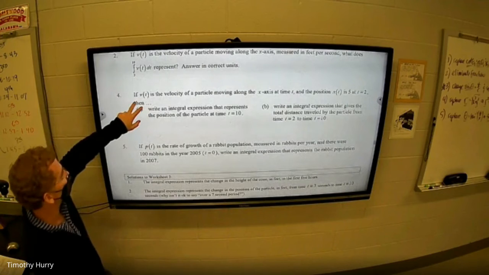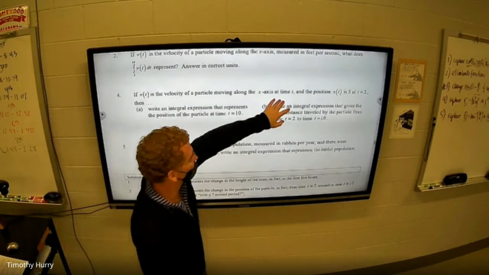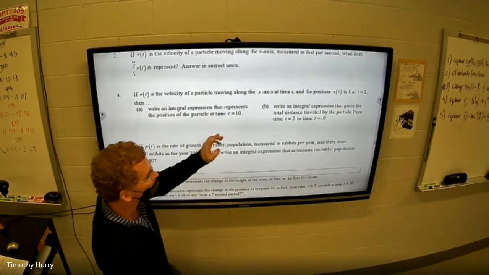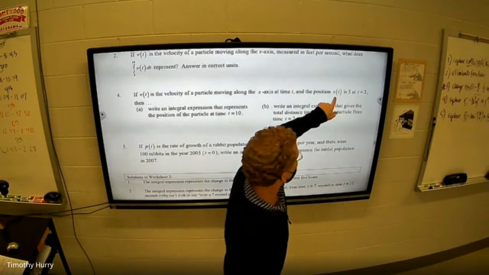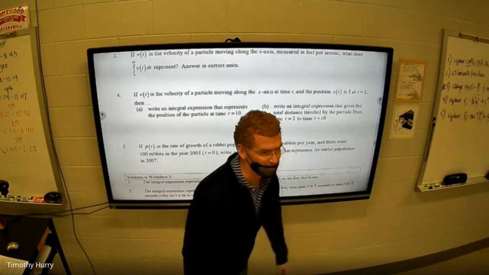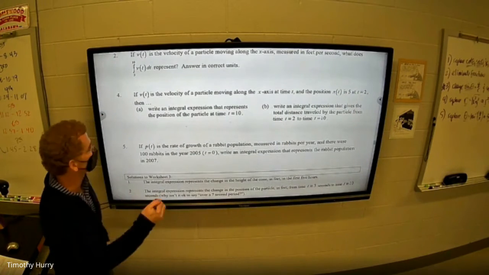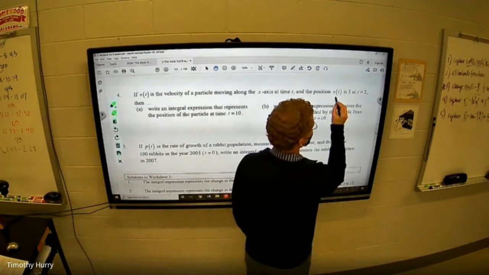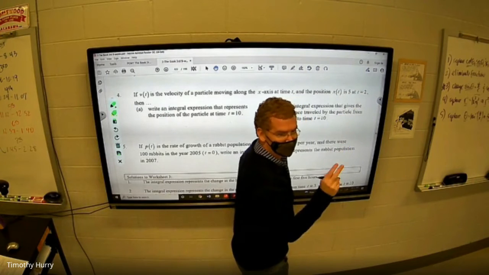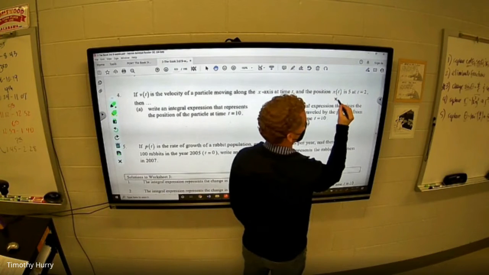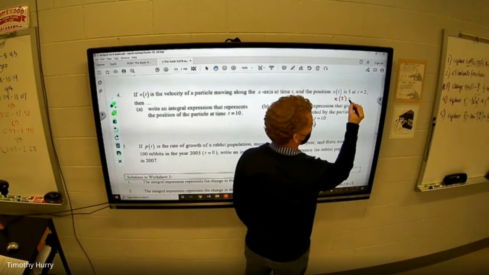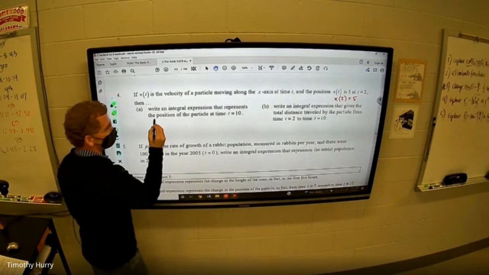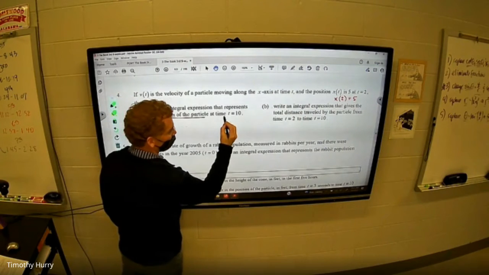How about this? If V is the velocity of a particle moving along the x-axis at time t, and the position function is given by x of t, and you happen to know that the position is located at 5 when the time is 2. What's another way of saying the position is 5 when the time is 2? What's a way of saying that with math? That x of 2 is 5. Right here, write an integral expression that represents the position at time 10.